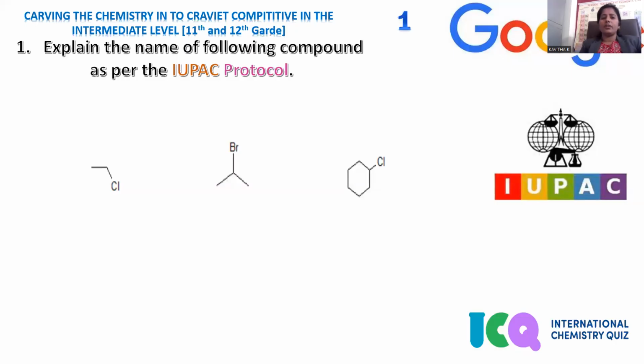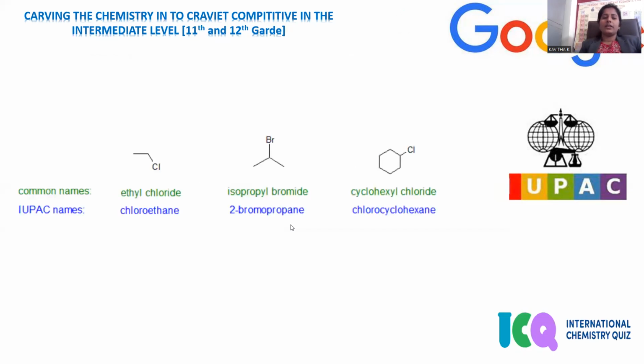Name the following compounds as per the IUPAC protocol. IUPAC stands for International Union of Pure and Applied Chemistry. According to that, you need to give the names for these compounds. All are organic compounds, and moreover, you can find chloro, bromo, and chloro again. So here, a 2-carbon chain with chloro, a 3-carbon chain with bromo, and a 6-membered ring with a chloro. In order to assign the name, there are certain regulations in accordance with the IUPAC protocol.